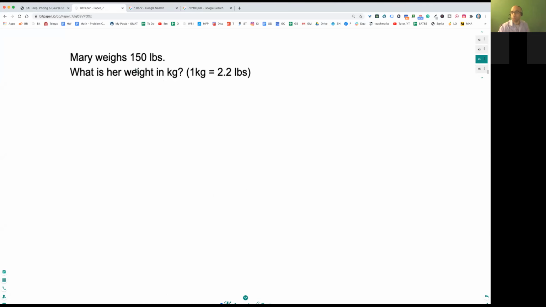Okay, so this should be easy for many of you, but I'm going to show you a quick way of solving it. Okay, now this way is very important. So let's think about it this way. You are given this equation, okay? This is an important one. 1 kilogram is equal to 2.2 pounds, right? 1 kilogram is equal to 2.2 pounds.